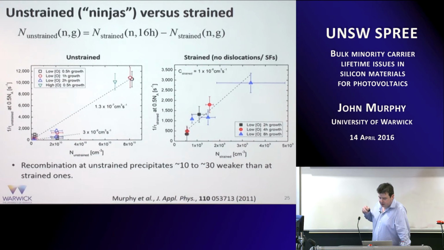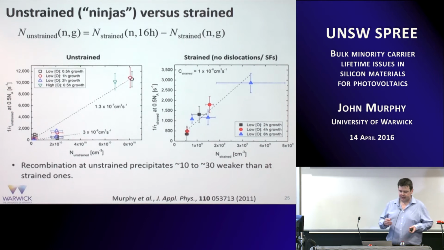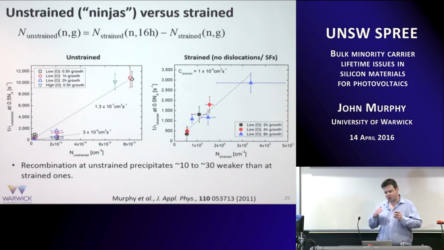We find that the injection response is the same, but the strength or the density per precipitate of recombination centres is less in the unstrained case than in the strained case. But the form of the injection response is always the same.